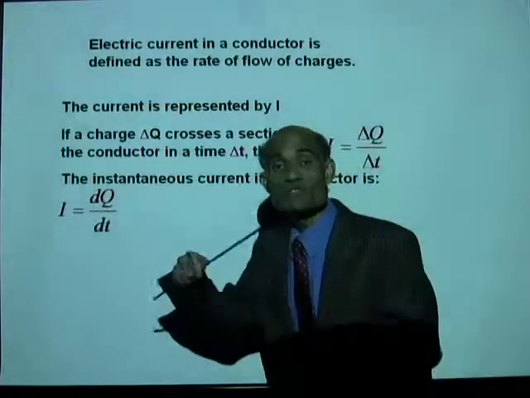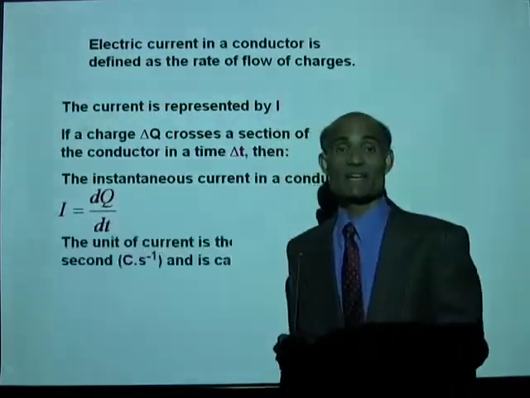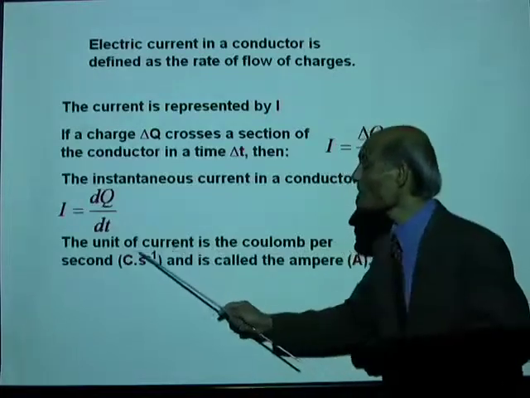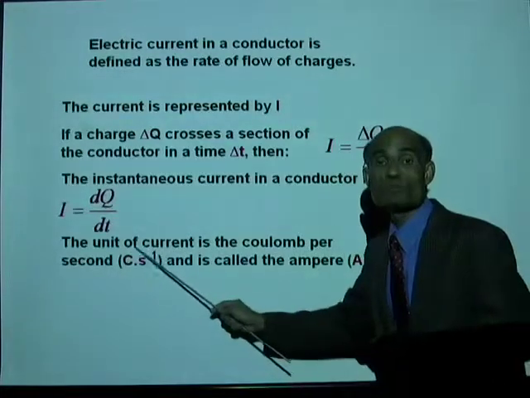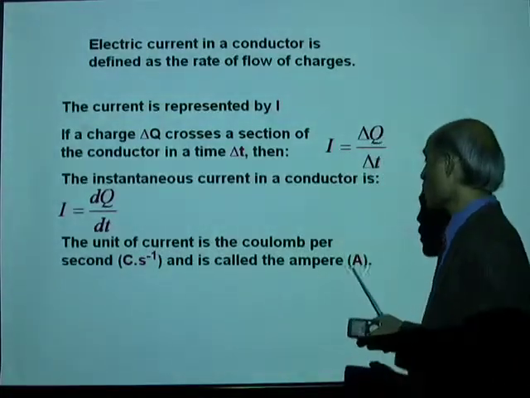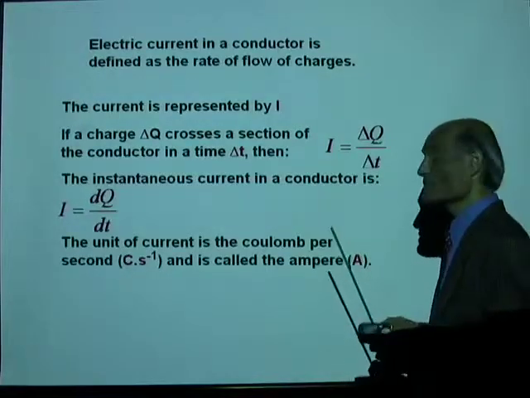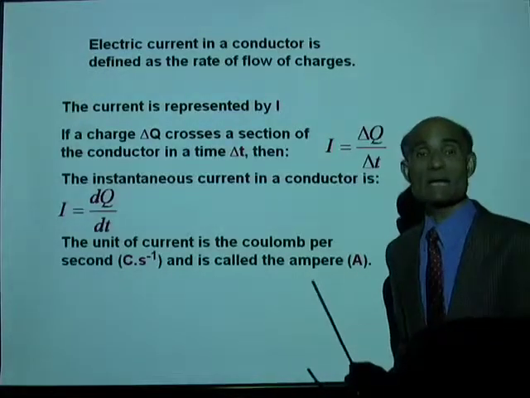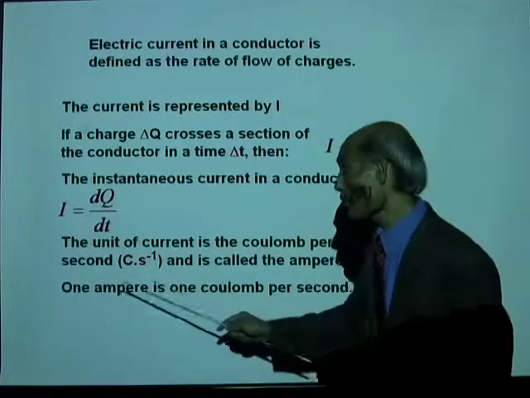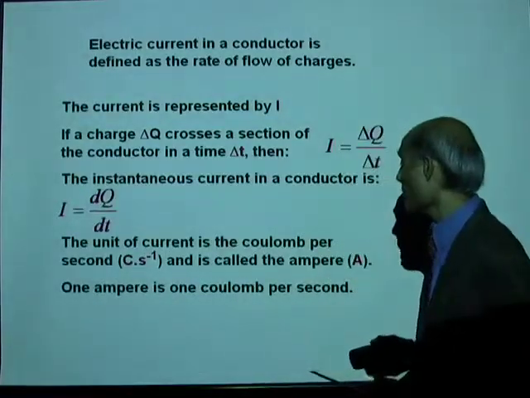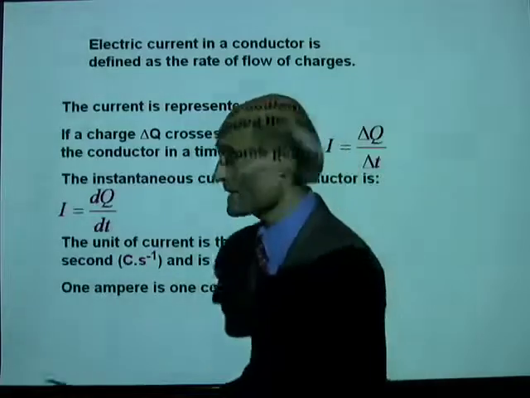Now this is called the instantaneous current in a conductor, and the unit of current is coulombs per second and is called the ampere. It is represented by the uppercase A. 1 ampere is 1 coulomb per second.